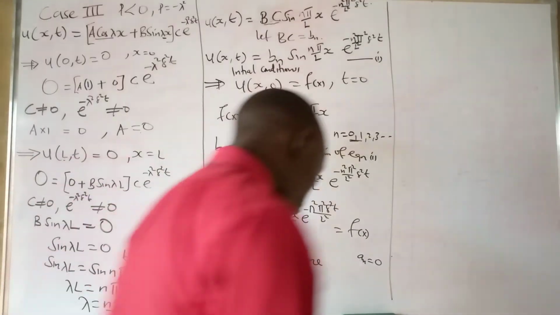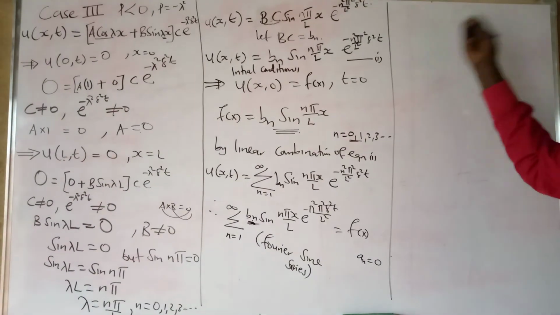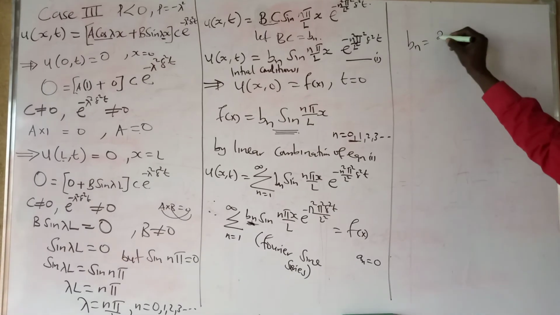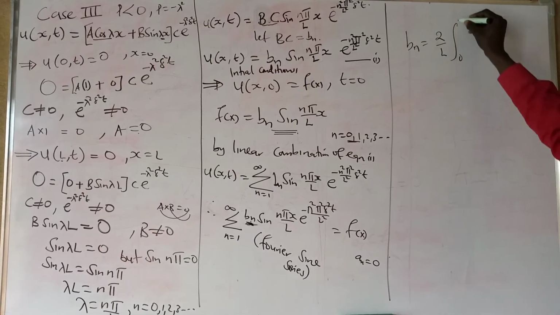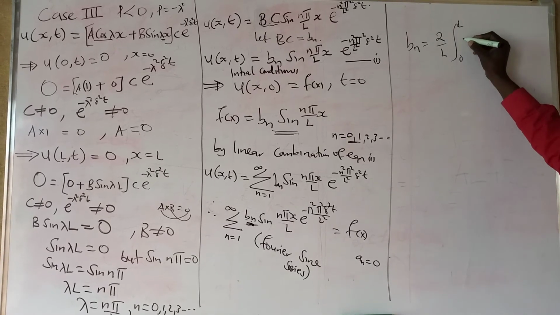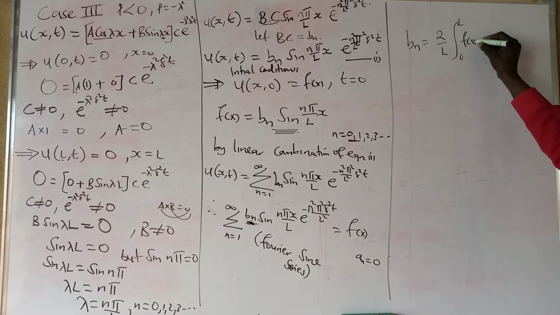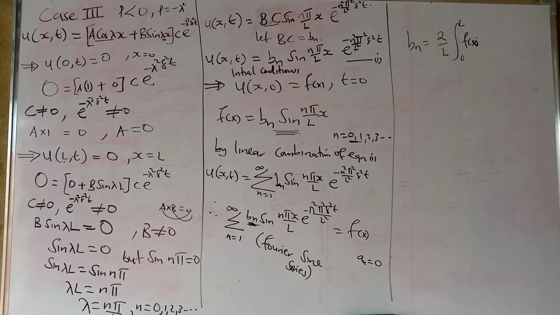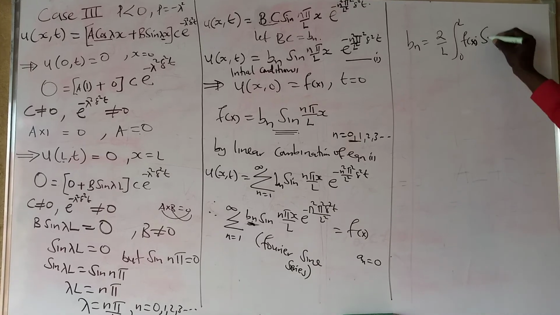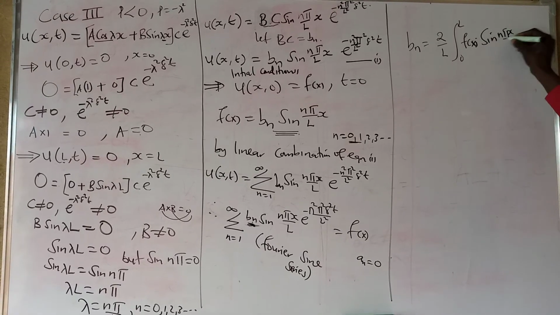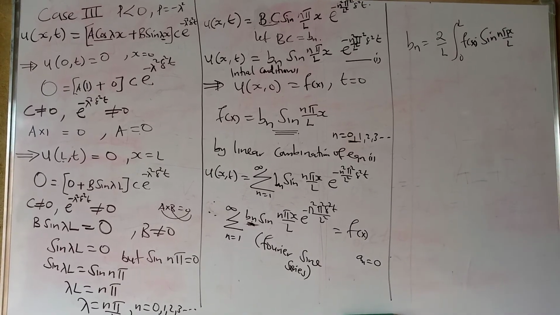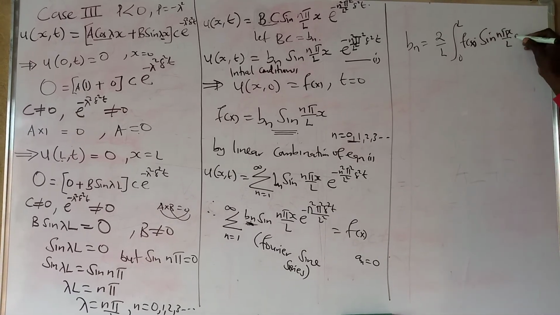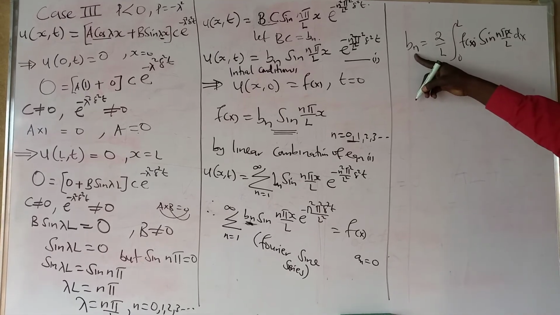So what is Bn for a Fourier sine series? You're going to quote it from Fourier series. Our Bn is the same as 2 over L, integral from 0 to L, f of x times sine of n pi x over L. So that is our Bn for the Fourier sine series. Since the integral is with respect to x, this is our Bn for a Fourier sine series.